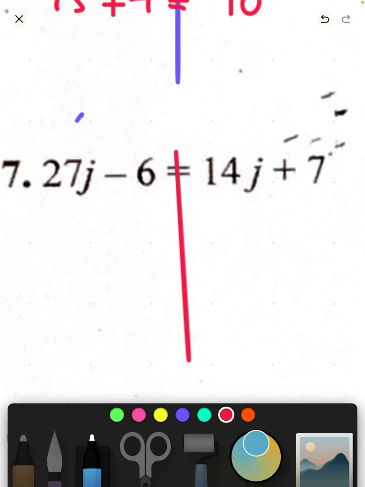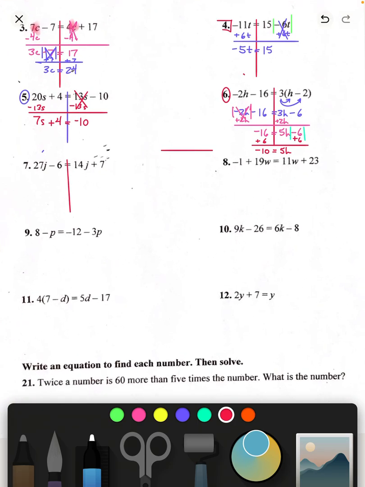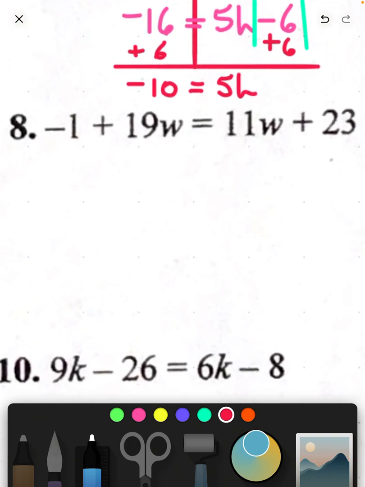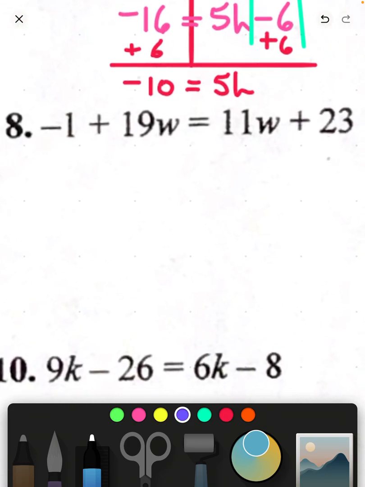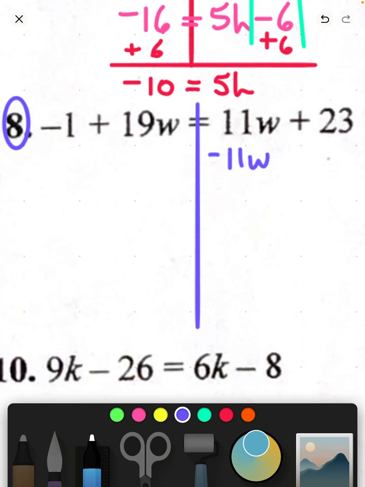But 25 times that number minus 6 equals 14 times that same number plus 7. All right, number 8. Same idea here. And my first move would be to subtract 11w from both sides. And again, you can only add and subtract like terms.